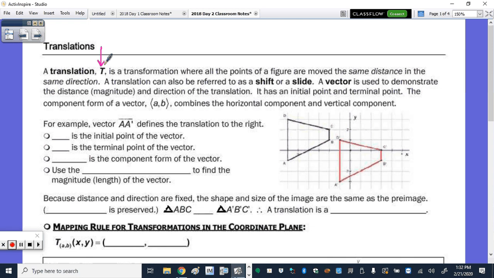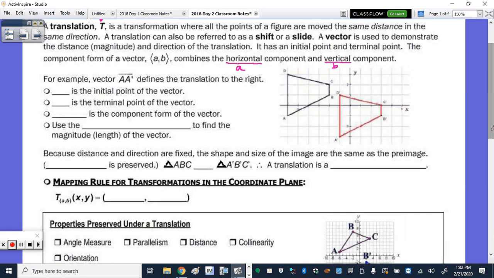It has an initial point and a terminal point. And the component form of the vector is noted with those symbols, with A being the shift left or right, and B being the shift up or down. Okay, it combines the horizontal, so the horizontal shift left or right is noted by A, and the vertical shift is noted by B. So let's take a look at these two trapezoids.